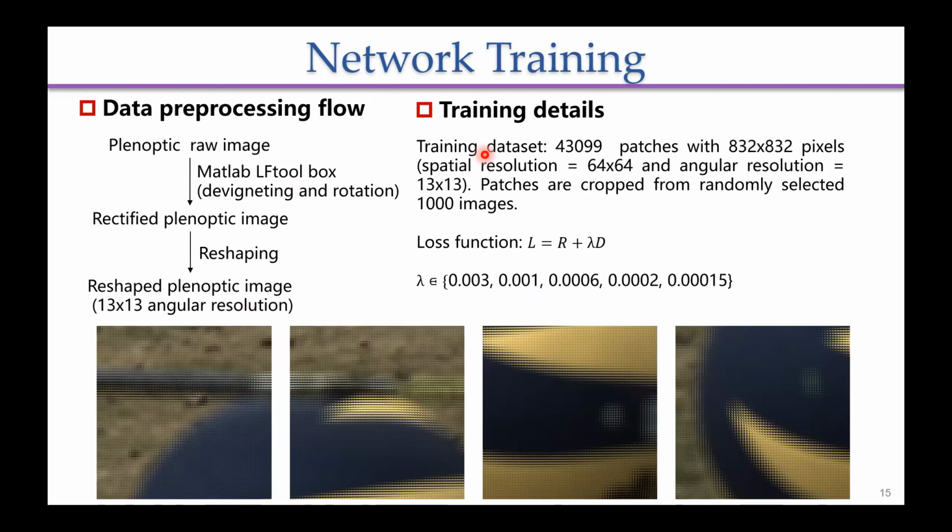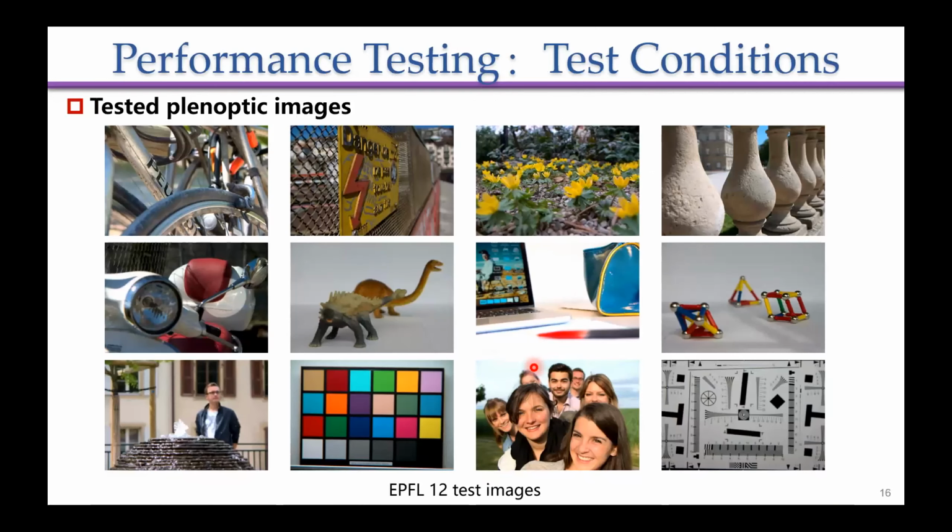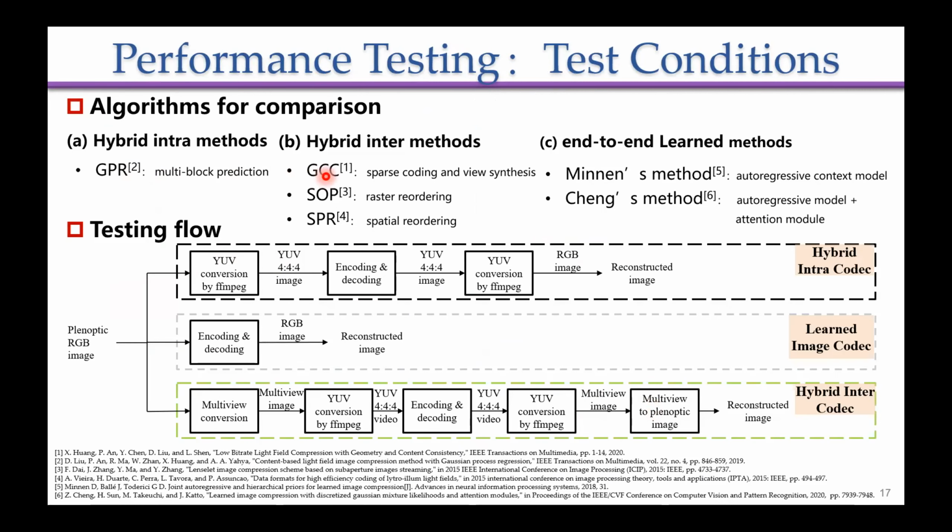And then for training, we randomly select 1,000 images from our dataset and pick out patches of this size for training, and then select 5 lambda values. And for testing, we test on 12 EPFL 1.0 images. And we compared with 6 methods.